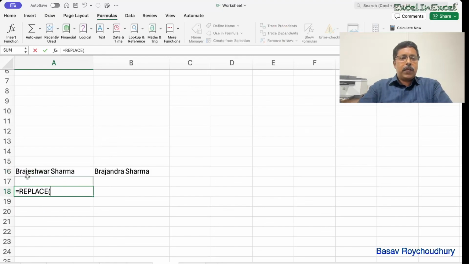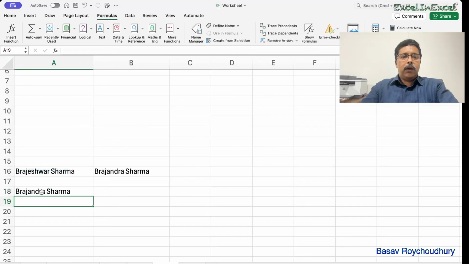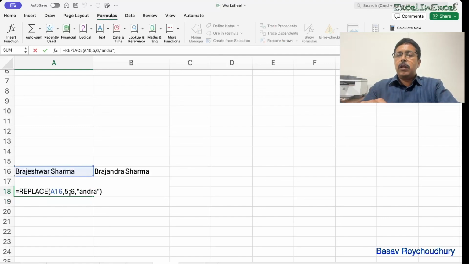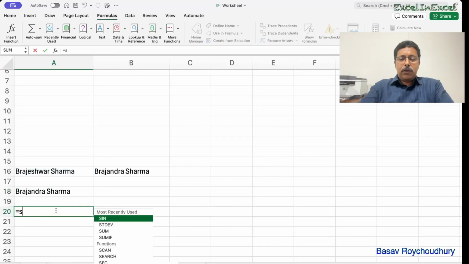Mind you, in a replace, the old text is this. I know from which place to start replacing, that is from the 5th. I know how many characters to replace, and then I am saying the new text will be A and DRA. So I know from which position it has to be replaced and how many characters have to be replaced. And you can see now I have got Brajendra Sharma again. But what happens if I do not know from which position and how many characters? I know that Ishwar has to be replaced by Andhra, but I don't know the positions. In that case, we can use the substitute function.